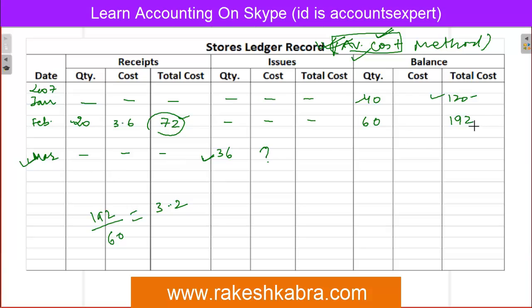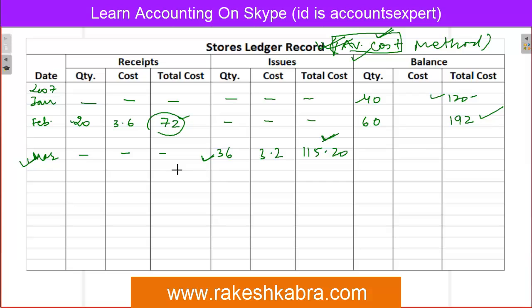Before selling, what is the status of inventory? The value of inventory is 192 and 60 units were there in the store. So what is the average cost? 3.2. So that 3.2 we will apply here to compute the cost. Now what is the cost of goods sold? 36 units, and the cost per unit is 3.2 now. So it will come 115.20. So this is the cost of goods sold now.